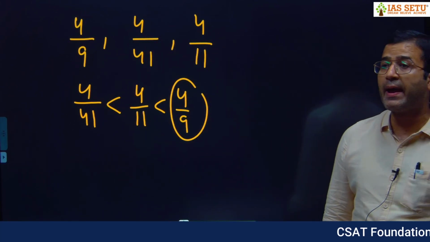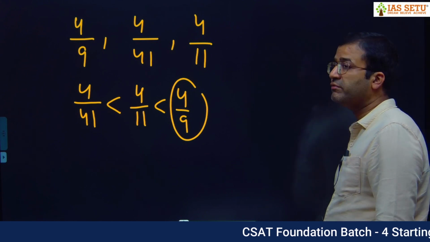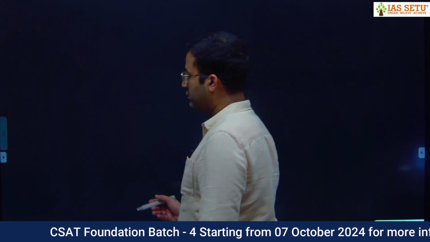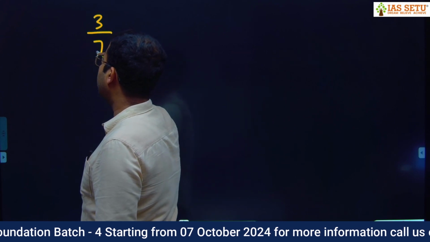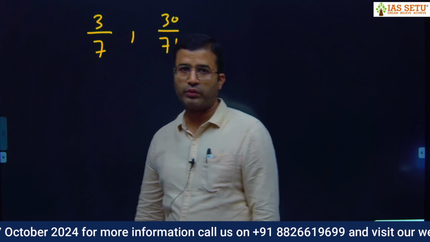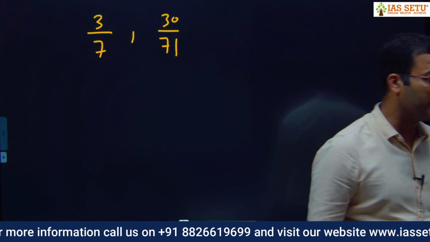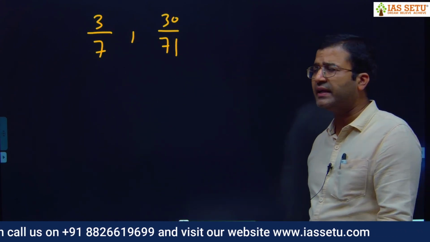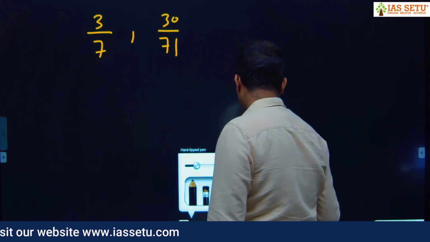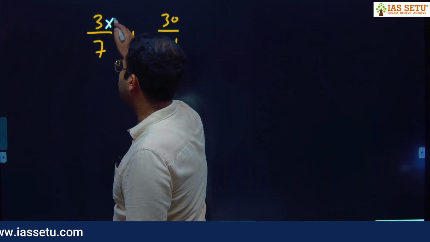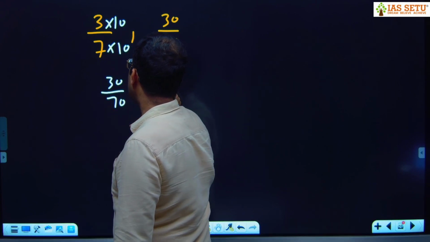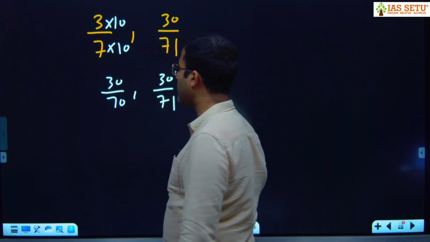Now we talk about application of type 2. Sometimes our numerator is not constant, but we can make it. Like 3 by 7 and 30 upon 71. Here our numerator is not the same, but it is very easy. Can we make 3 into 30? So we can make it 30 by multiplying with 10. So it is 30 upon 70 and this is 30 upon 71.